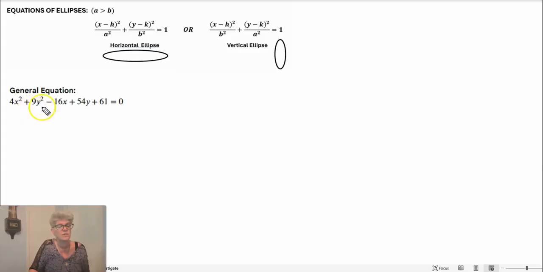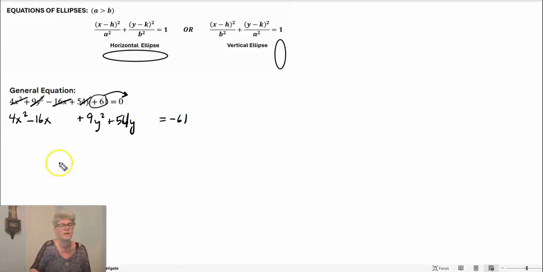All right, so the first thing we want to do is complete the square here if we just have this generalized equation. So I'm going to put the x terms together. And then leave a bit of a space. And then I'm going to put the y terms together. A 54y. And then leave a bit of a space. And then I want the constant over on the other side, so I'm going to subtract 61 from both sides.